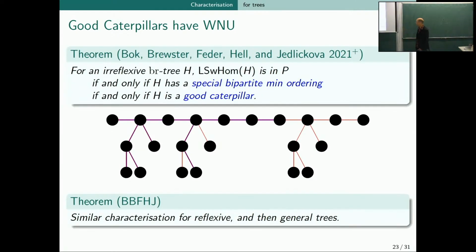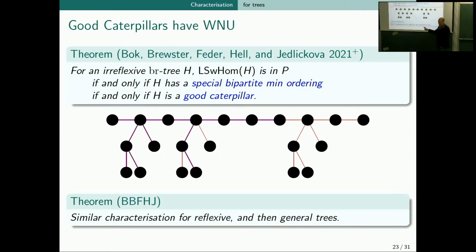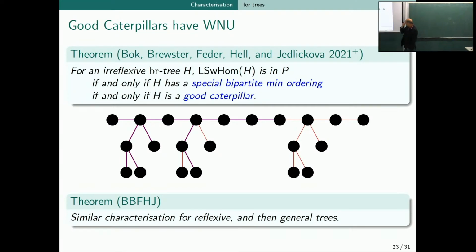And so they have similar characterizations for reflexive trees and general trees. This takes 2 or 3 pages. This one takes about 12 pages, so it gets a little bit ugly. The descriptions get a bit uglier. But the good caterpillar descriptions are similar. And then here they have a min ordering, a special min ordering, and here they have to do something else. So things get a lot uglier. Okay, so this is what they did.